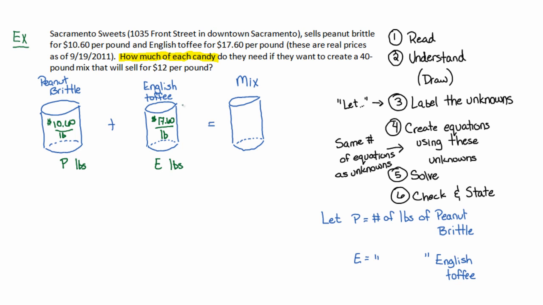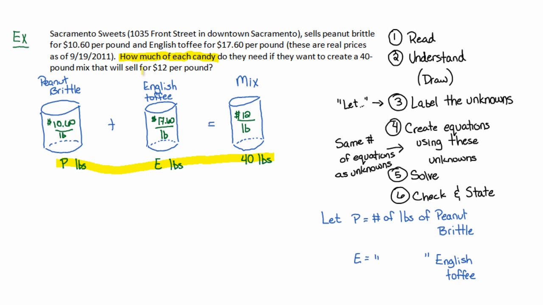Now, if they pre-made this mix for us, then that'd be great, because they'd have this already labeled and everything, which they know how much they want to sell it for. They want to sell this for $12 per pound. And they actually say how many pounds they want in this bag. 40 pounds. Now, believe it or not, you're actually looking at the equations. First equation that I see is that P plus E is supposed to equal 40.